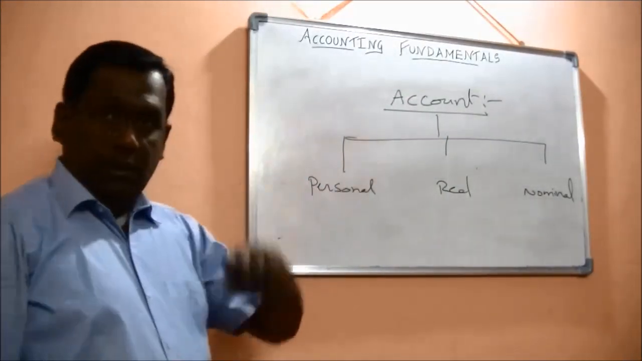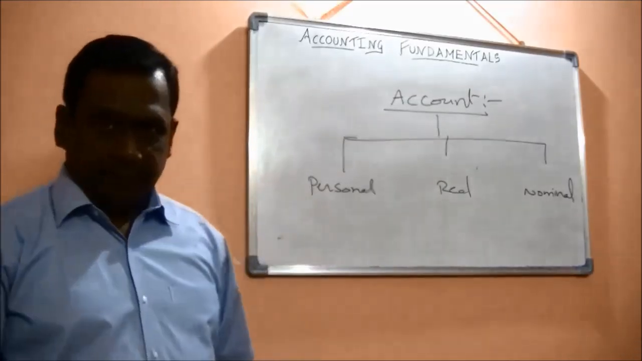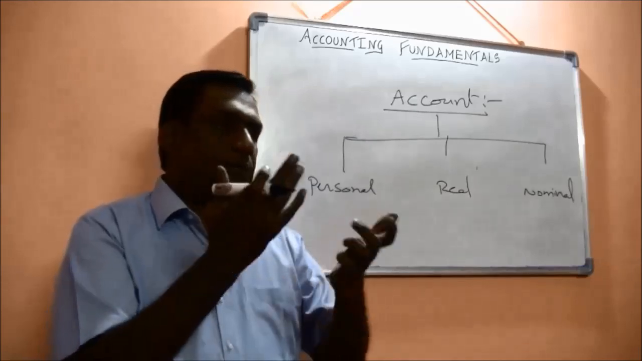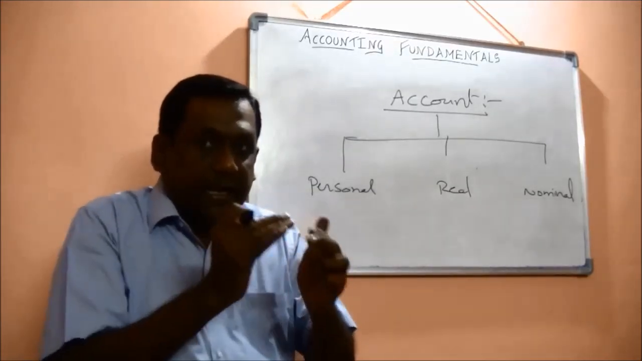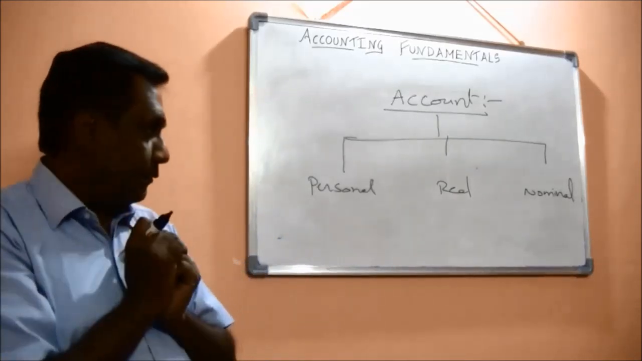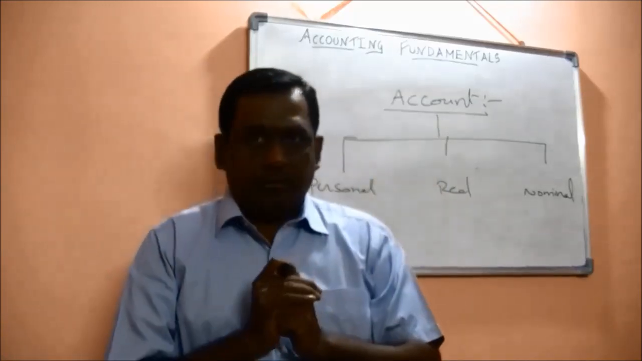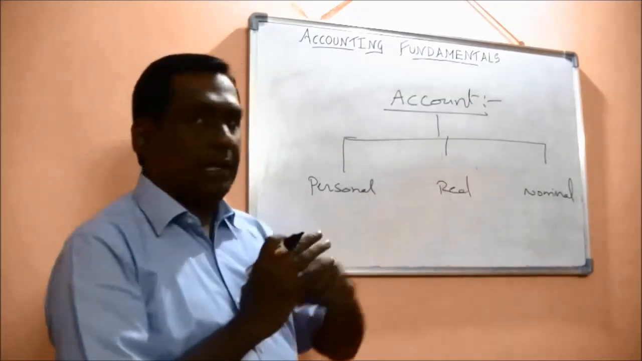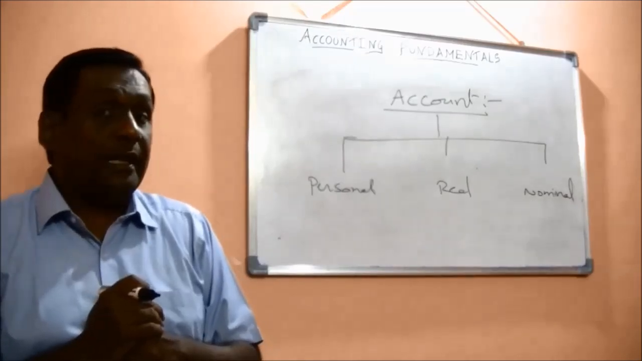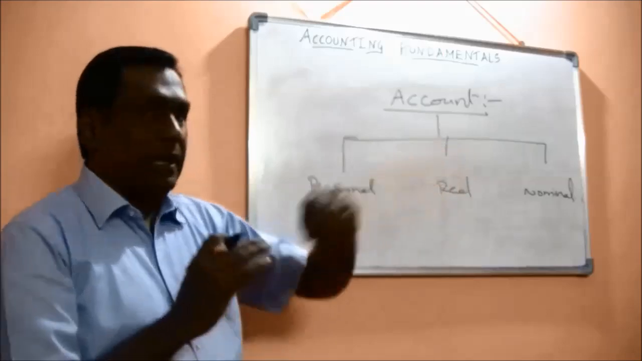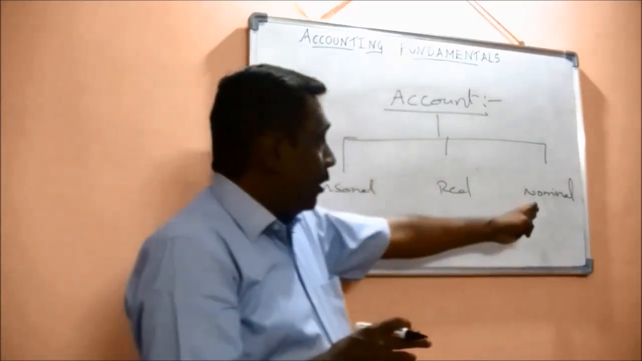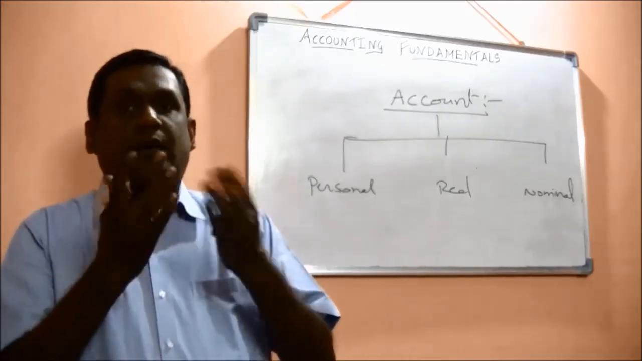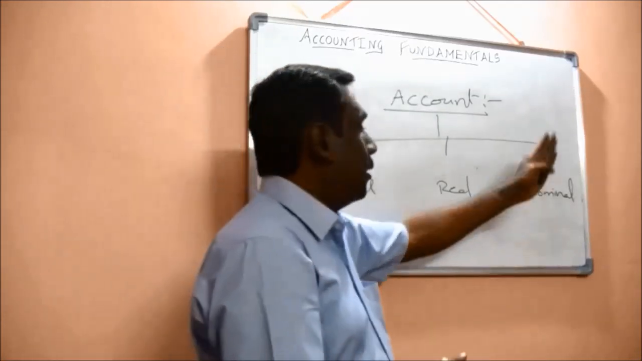We need to learn about each concept here. What is personal account? Accounts created in the name of persons are known as personal accounts. Real accounts, the accounts created in the name of goods and assets are known as real accounts. What do you mean by nominal account? Accounts created in the name of expenses and losses, income and gain are nominal accounts.